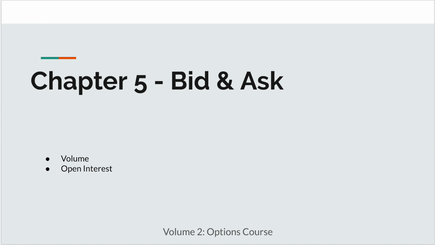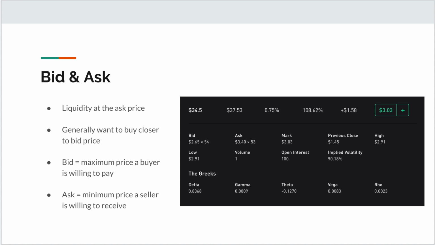So without further ado, let's go ahead and start with bid and ask, and then we're going to move on to volume and open interest. So if you know anything about stock trading, then you know what the bid and the ask are. Let's go ahead and review. The bid is the maximum price a buyer is willing to pay for the stock, and the ask is the minimum price a seller is willing to receive. It works exactly the same in options contracts. The bid is the maximum premium price that a buyer is willing to pay, and the ask is the minimum premium price the seller is willing to receive. And so it's laid out in the example on the right side of the screen. There's the bid and the ask.